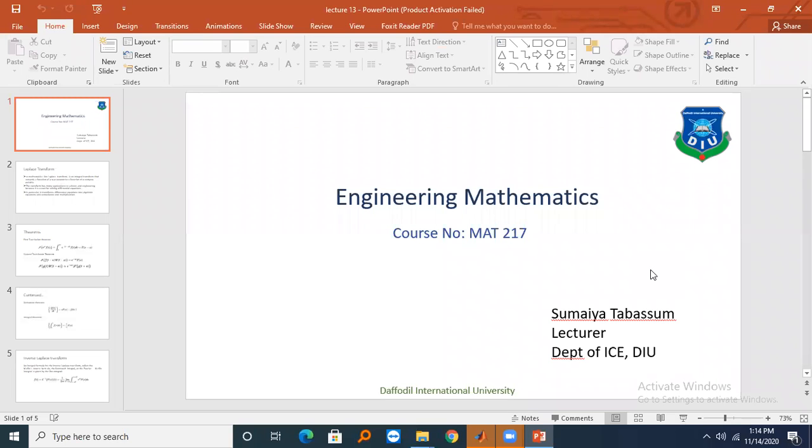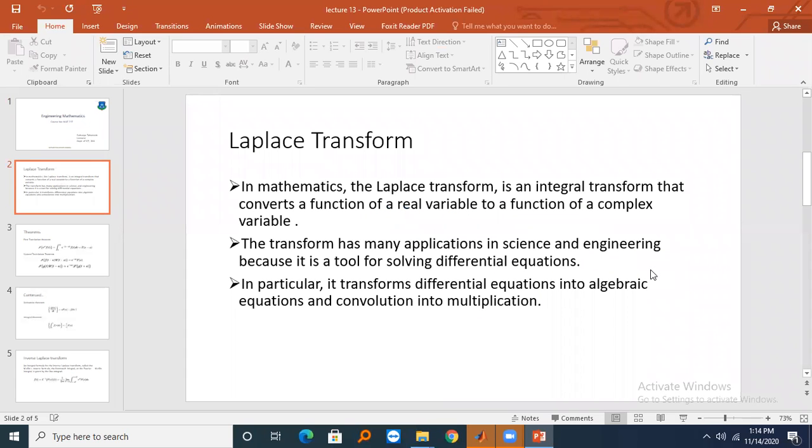Hi, today we'll learn about the Laplace transform, the theorems of the Laplace transform, and the inverse Laplace transform. So, the Laplace transform.